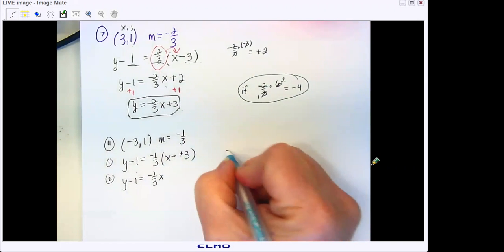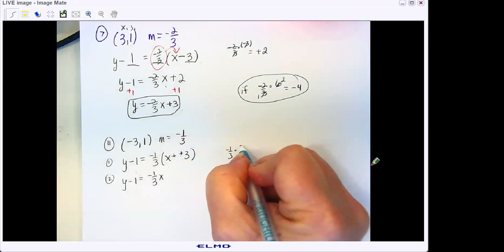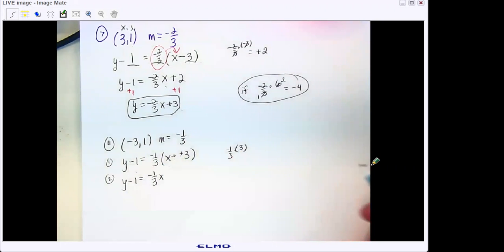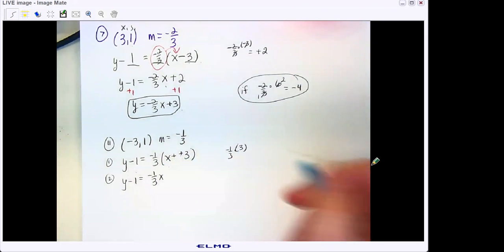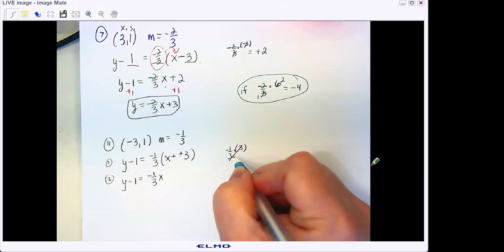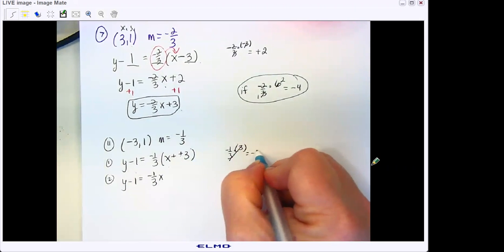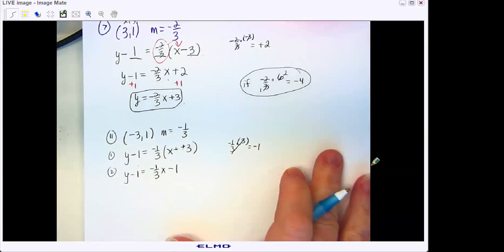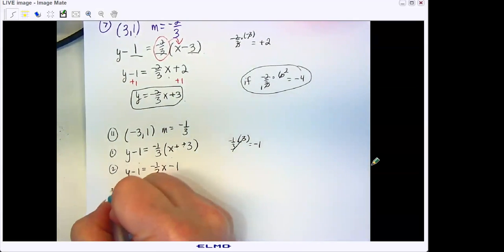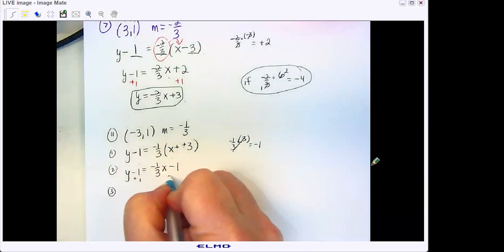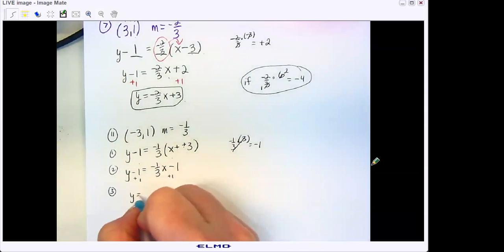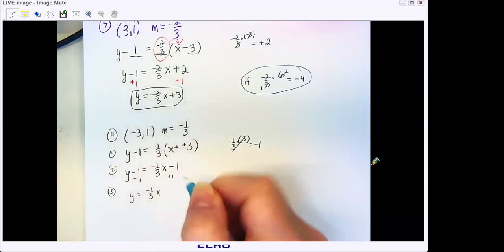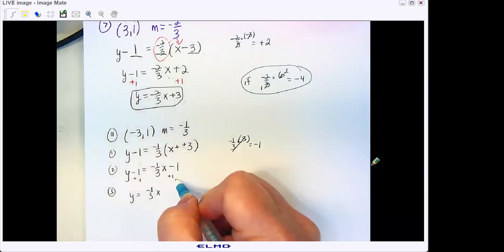Okay, so come over here. We're going to go negative 1/3 times 3. The 3's cancel. I'm left with negative 1, minus 1. Step 3, add 1 to both sides, and you get y equals negative 1/3 x. And a minus 1 and a plus 1, they cancel.